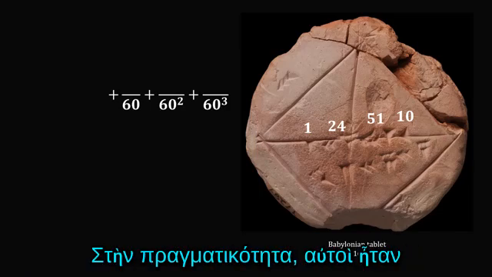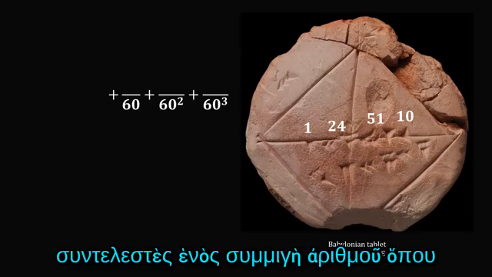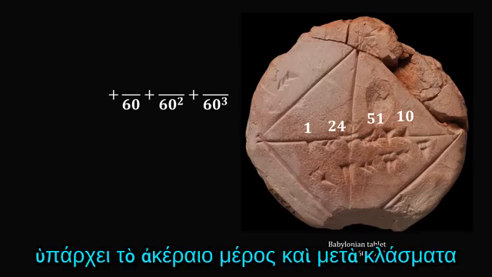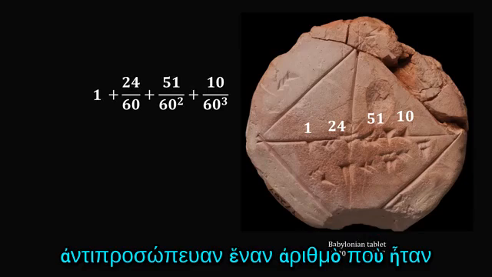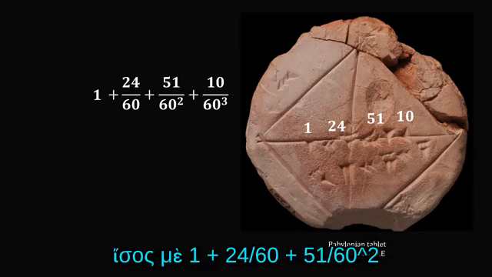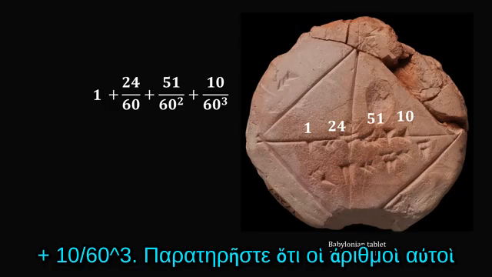In particular, these numbers were coefficients of a mixed number where we had a whole part and then fractions of powers of 60. So these particular numbers all represented one number that was equal to 1 plus 24 over 60 plus 51 over 60 squared plus 10 over 60 cubed.